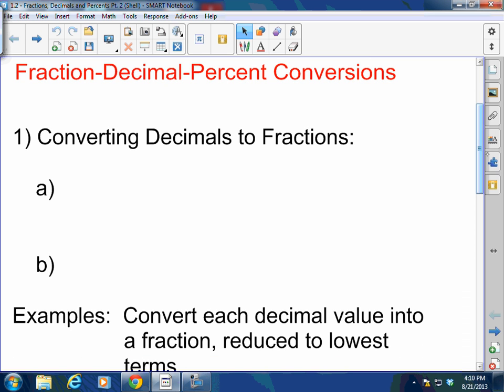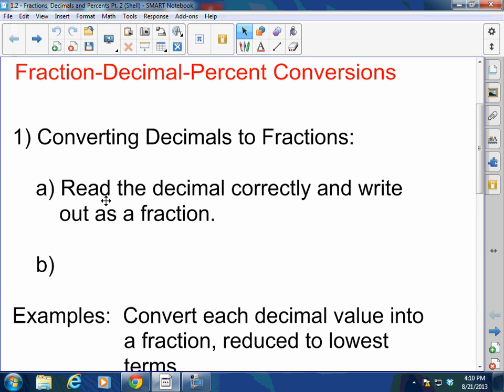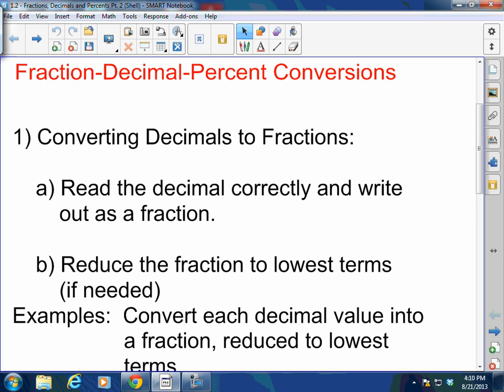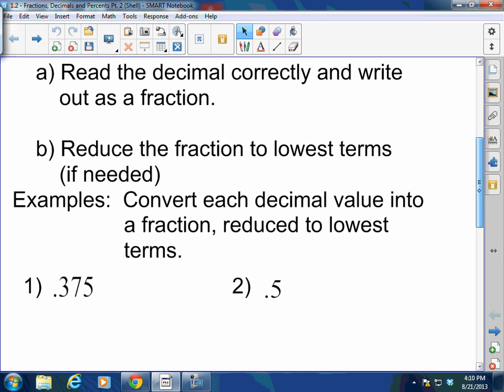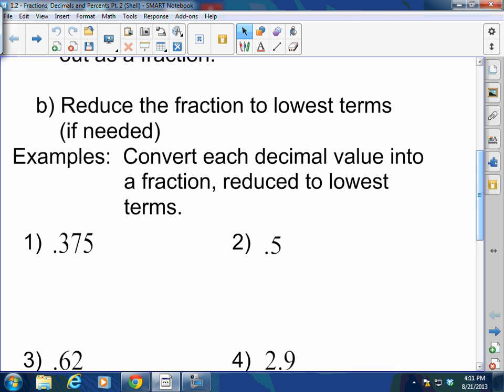First of all, let's start with the easiest one, in my opinion, converting decimals to fractions. When you're converting decimals to fractions, simply read the decimal correctly and write it out as a fraction. Then reduce the fraction to lowest terms if needed. For example, convert each decimal value into a fraction, reduced to lowest terms. We already learned how to reduce in the last section, part 1 of this, so it should be pretty easy.